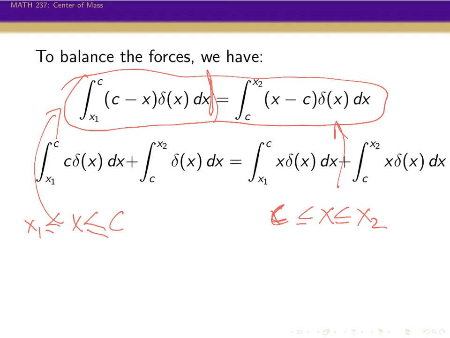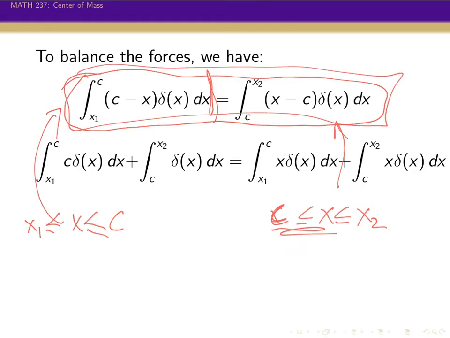Okay, and so if you look at what we're integrating: the distance from C times the density, delta x, little dx, and then on the right side the distance from C, because x now is bigger than C, the absolute value then swaps the signs, delta x. Okay, so this is where this formula is coming from.